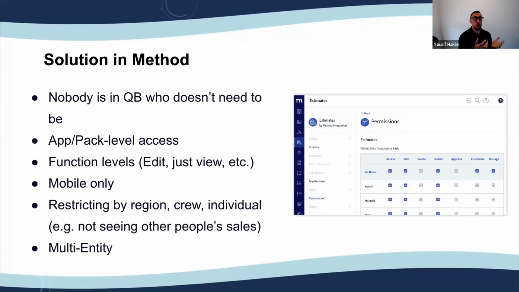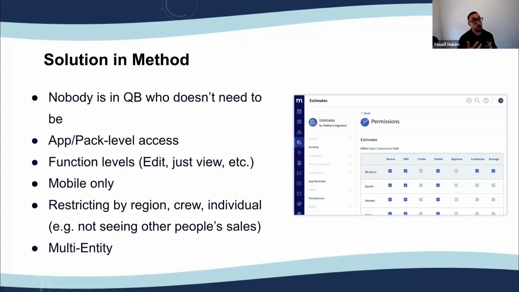So maybe you want someone to be able to just see estimates but not be able to edit them. You could do that in Method. Maybe you want someone to be able to only approve estimates. Let's say it's a C-suite level for the company. You only want them to be able to approve estimates. That's something you can do. This is customizing. You can set certain power users in Method for your business and say, hey, you're going to be in charge of customizing just this part of Method, this app, right? So that's given to you out of the box.